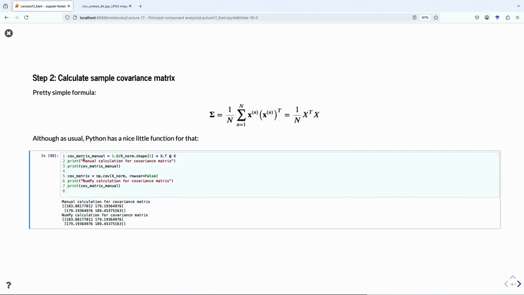But thankfully, Python gives us a nice little function to do that easily. Well, we could do it manually. We could do the matrix math manually, or we could just call np.cov or torch.cov and calculate the covariance that way. Either way is fine. Up to you. So we calculate the sample covariance matrix.